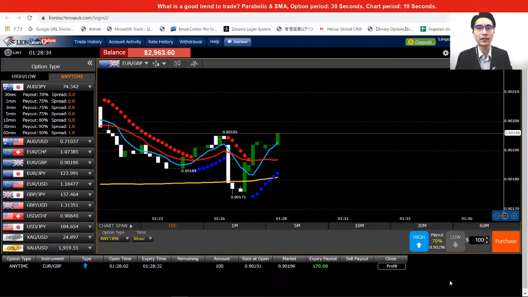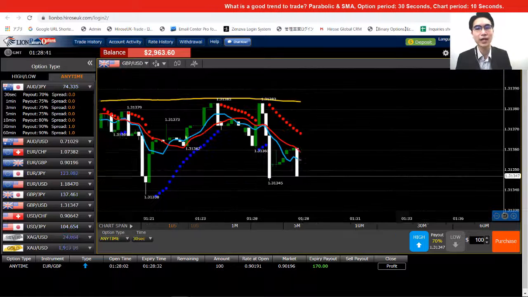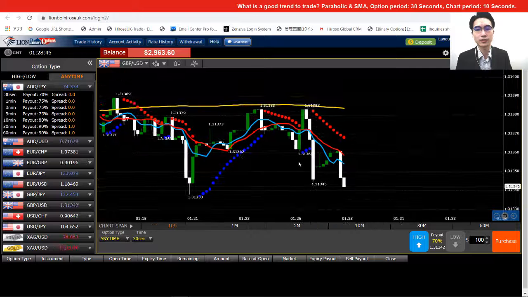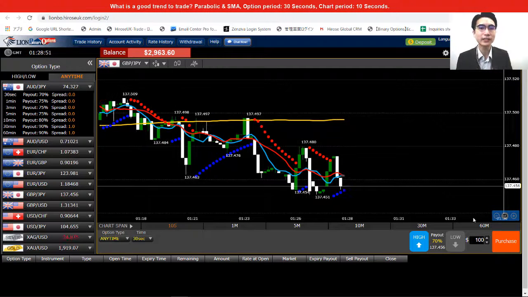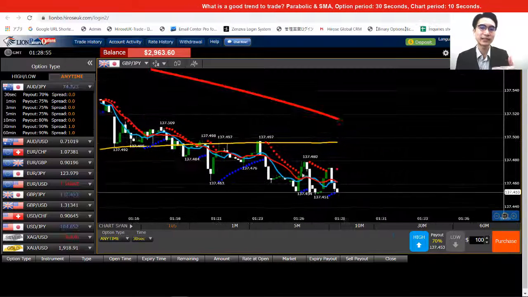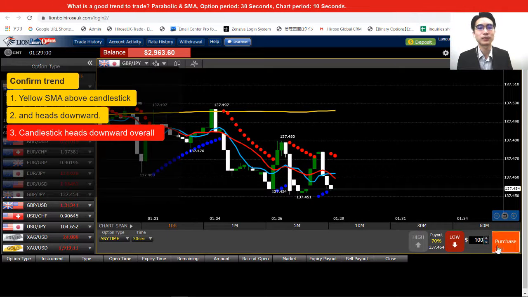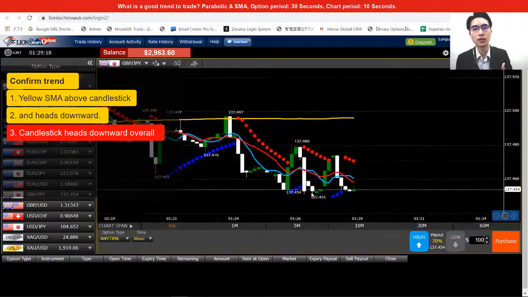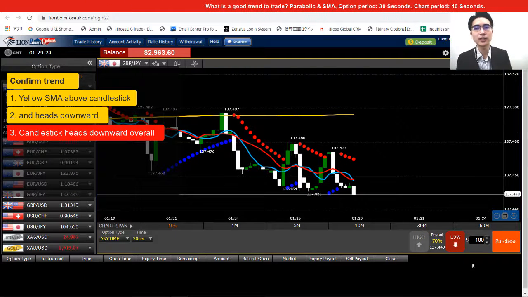So okay, I will try to look for a downtrend, just to show you how you can trade in a downtrend. Okay, there we go. Let's take a look at the candlestick first. We see that the candlestick is actually heading downward overall, and the simple moving average is on top of the candlestick, so now we confirm that the market is in a downtrend.